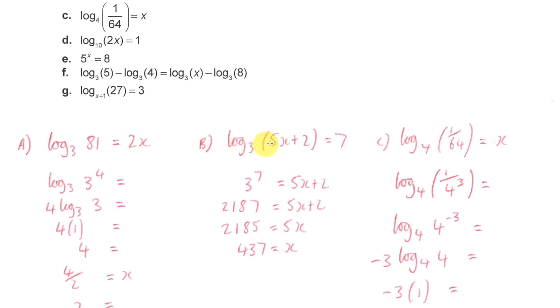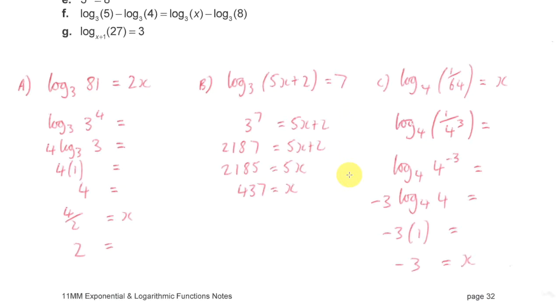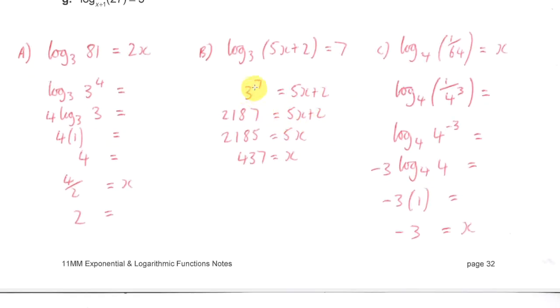B, log base 3 of 5x plus 2 equals 7. So I'm just going to rearrange it. Instead of writing it in log form, I'm going to write it in index form. So my base is 3, and when I raise it to the power of 7, the answer will be 5x plus 2. 3 to the power of 7 is equal to this. I subtract 2 from both sides, and now I divide both sides by 5.